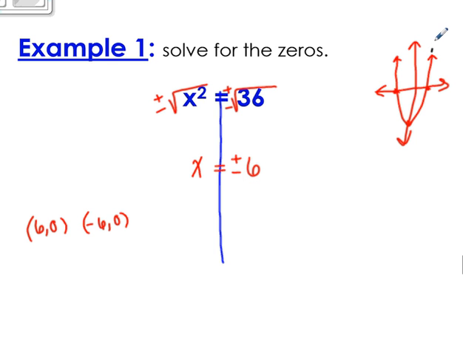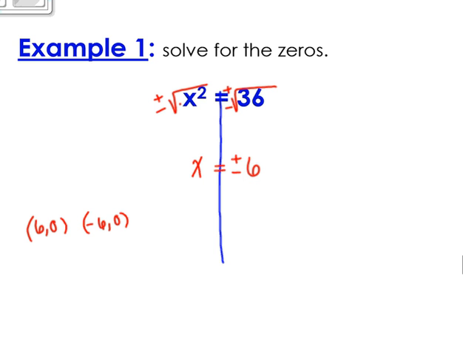Another way to think about that would be what you're doing when you're solving for x is trying to figure out what has to multiply to give you 36 by itself. Well, 6 times 6 is 36, but so is negative 6 times negative 6, because a negative times a negative is a positive, which is why you have to do plus or minus when you're actually taking the square root.